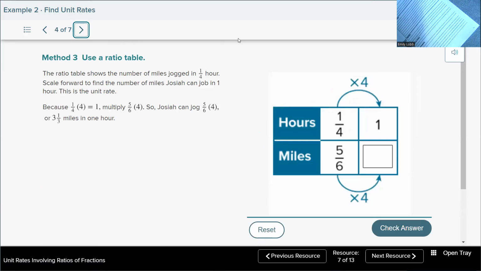All right, using a ratio table, remember how we scale up. How do we get from 1/4 to 1? Well, we multiply by 4. So whatever we did to the top one to get the next one, we have to do to the bottom. When we multiply 5/6 by 4, we can rewrite it as 4/1. So we would have 5 times 4, which is 20, all over 6 times 1, which is 6. All right, so that one would be 20/6, or in other words, simplified to 3 and 1/3.